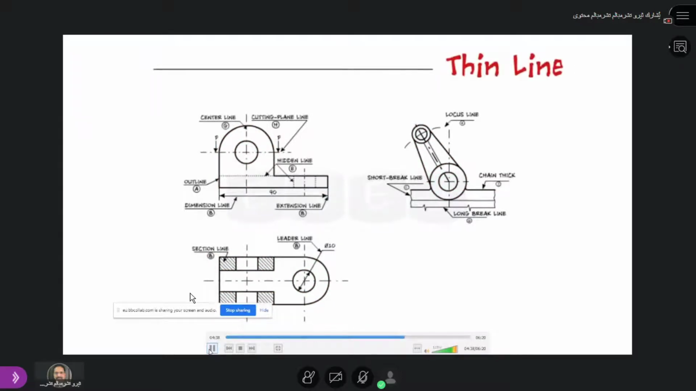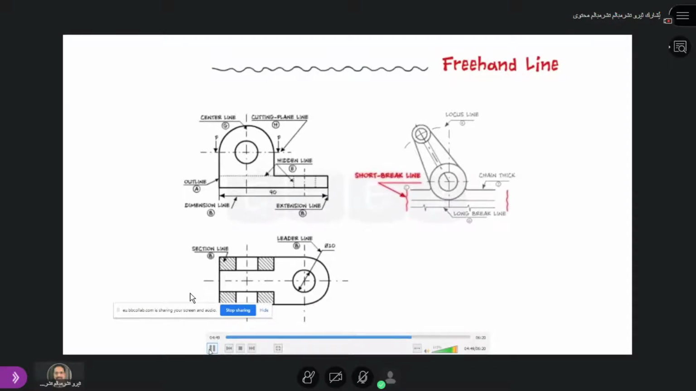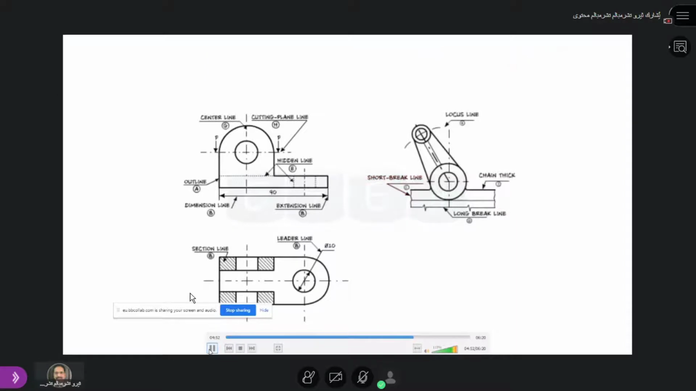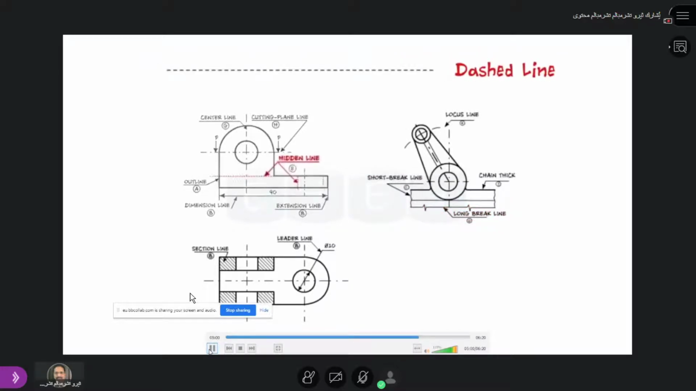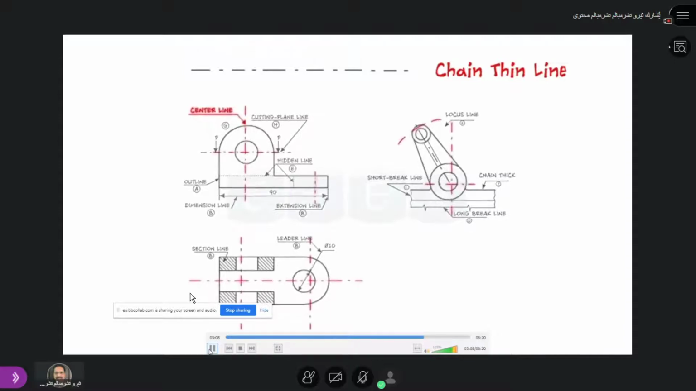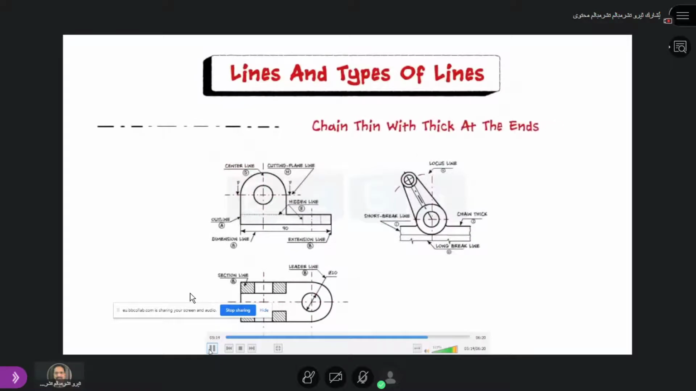This line is basically used for dimension, extension, projection, leaders, hatching, etc. Next is a continuous thin freehand line. This line is used to show short break or irregular boundaries. Next is the continuous thin line with zigzags. This line is used to show long break. Next is the dashed line. This line is used to show hidden edges of the main object. Next is the chain thin line, long dash dotted. This line is used to represent the center line for circles and arcs. Next is the chain thin line with thick at the ends. This line is used to represent the location of a cutting plane.